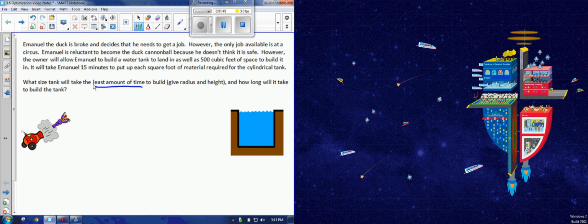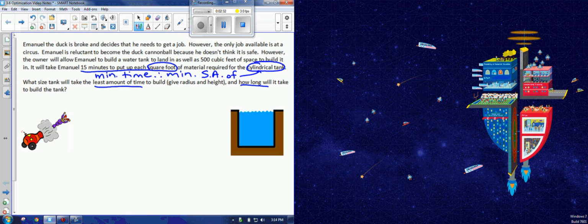We want to give the radius and height to give that measurement, and how long will it take to build the tank? So when we see this word least amount of time, that means we want to minimize time building. And when we talk about the time built, we are talking about building this three-dimensional figure, this cylinder. So we're talking about the time. It says he takes 15 minutes to put up each square foot. So we're looking at minimizing time, therefore we want to minimize square footage, which means we want to minimize the surface area of the cylindrical tank.